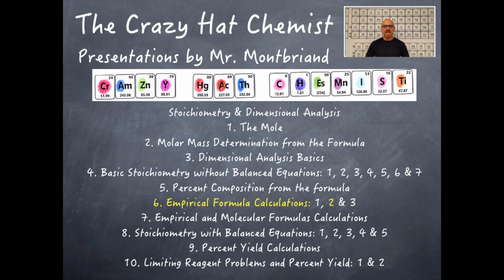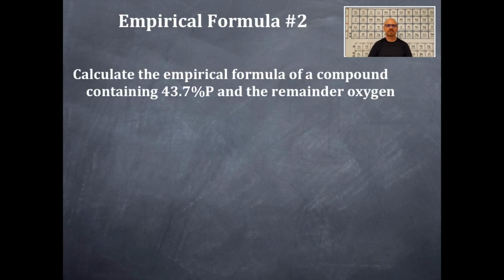So here we go. Empirical formula calculations. The second set, but overall we're talking about stoichiometry still. So here we go. Bam! We're going to calculate the empirical formula of a compound containing 43.7% phosphorus, the remainder oxygen. So I know I have phosphorus and oxygen. I need to solve for the simplest whole number mole ratios. That will be the X and the Y.